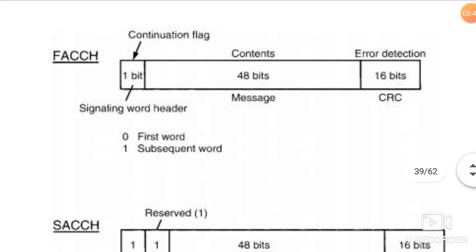This is the signaling format for your FACCH. The format is divided into three parts. The first is a flag, which carries only one bit and is used for signaling purposes, the signaling word header. You address it as 0 or 1: 0 represents the first word and 1 represents the subsequent word. The remaining 48 bits are allotted for the message, or the content to be forwarded, and the last 16 bits are allotted for error detection.